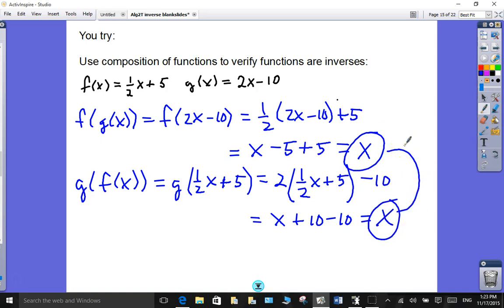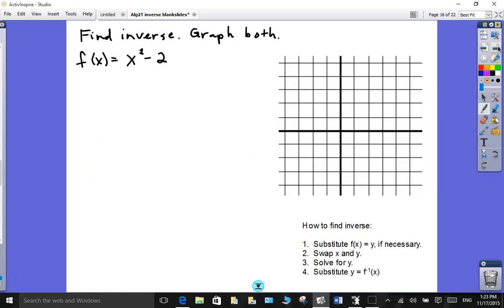They should simplify. I think in the homework there'll be a few. They'll say, verify that they're inverses. I didn't check all the answers. Some of them may not be inverses, right? So you just have to do it, see what you find. Find the inverse, and then graph.